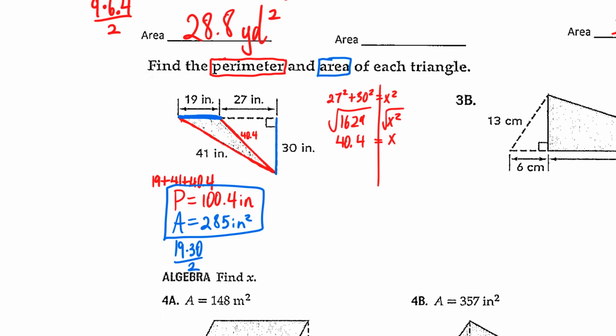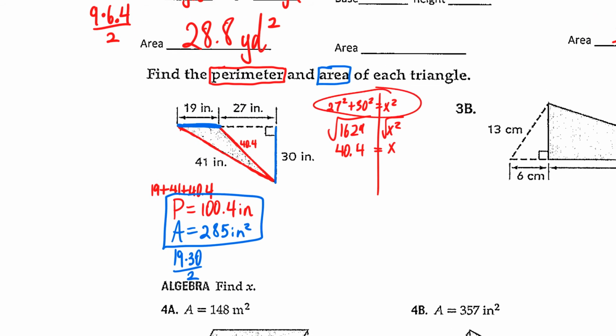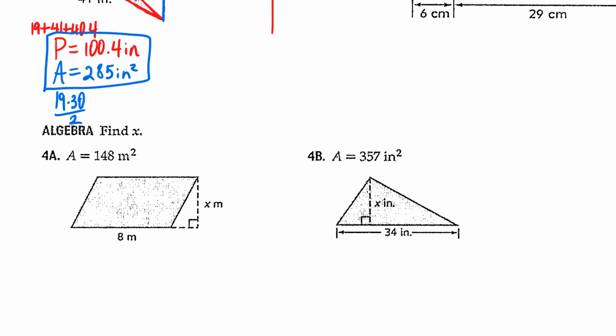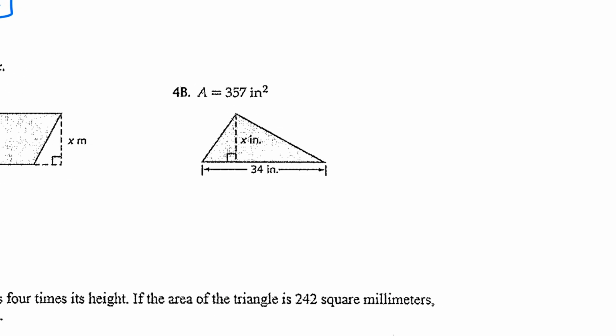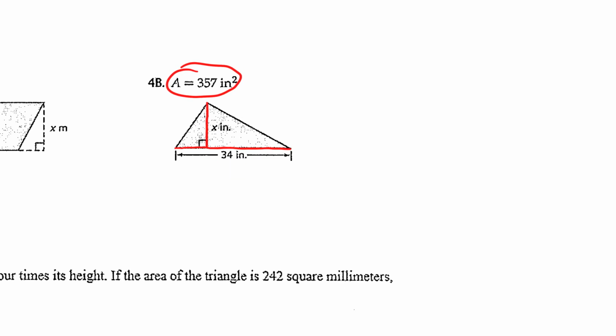There's going to be several problems on your assignment where you're going to have to be using the Pythagorean theorem. So just pay attention for that because it's going to show up several times. Okay, let's go ahead and drop down here to 4b. So on 4b, I know what the base is. The height is what we're looking for, and I know the area. So I'm working backwards on this.